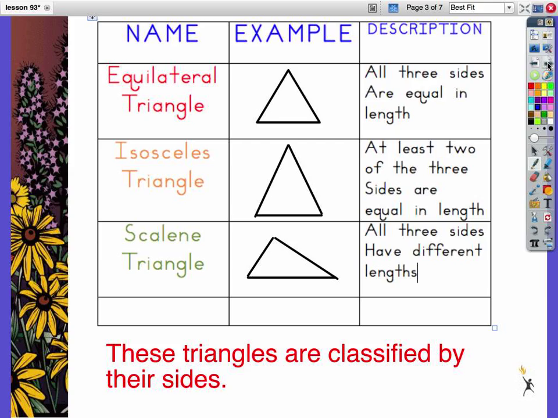might get. Now, for a scalene triangle, that means all the sides have different lengths. No sides are the same length. So scalene, no sides, isosceles, at least two, equilateral, all three sides are equal.